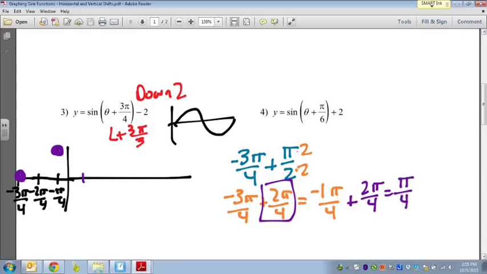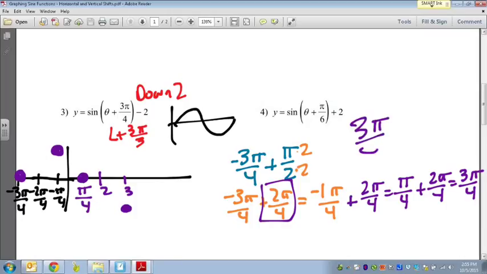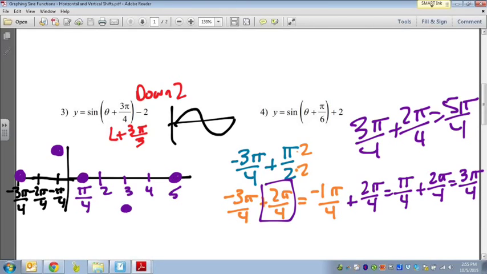So positive pi over 4 would be right here. We'll put a dot here. If we add 2 pi over 4 to this, we'd get 3 pi over 4, which there's 1, here's 2, here's 3, but it's going to be down here this time. And then if we have 3 pi over 4 plus another 2 pi over 4, we have 5 pi over 4. So 4 and 5, so it's back up here. So my normal graph would look like this, with the left shift.